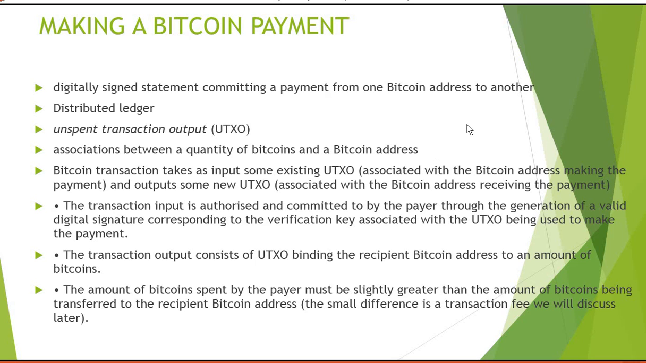So how will you do the Bitcoin payment? Whoever wants to perform a Bitcoin transaction has to first digitally sign the statement that they are going to make, with the Bitcoin address. Okay, and that information will be written into the distributed ledger. So in the distributed ledger, what data will be stored? The unspent transaction output, which is called UTXO. Okay, so that will be written into the distributed ledger.